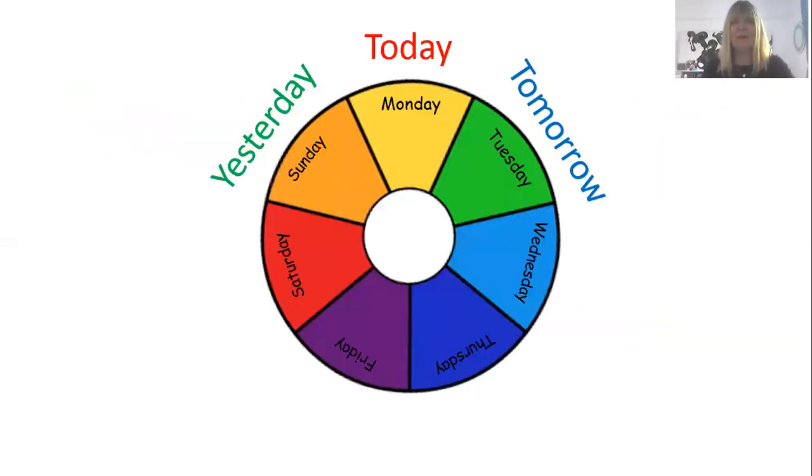It's the name of the week that begins with... You got it? It's Monday, and we're going to look at our wheel just to check. Straight ahead. Today is Monday. Yesterday, in the orange section, it says it was Sunday, and that's right. Sunday when we don't come to school or do our home learning. And tomorrow, in the green section, is going to be Tuesday. So we had Sunday, today's Monday, tomorrow's Tuesday.